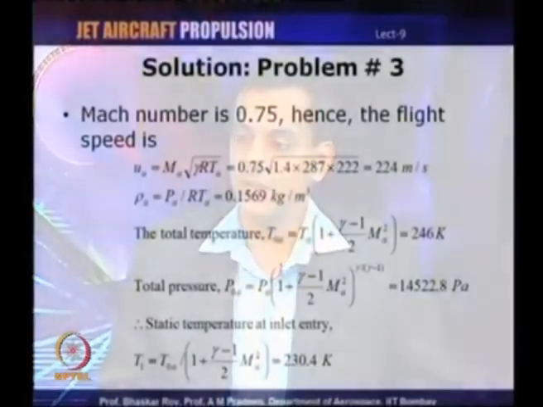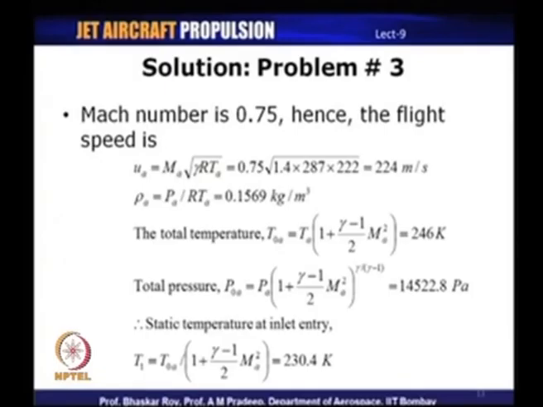So, Mach number in this case is given as 0.75, and therefore, we can find the flight speed, u subscript a, which is Mach number times square root of gamma R T a. This is in turn equal to 0.75 into square root of 1.4 into 287 into the temperature, which is given as 222. So, the flight speed comes out to be 224 meters per second, and the free stream density rho a will be equal to P a by R T a, which is from the state equation. This is equal to 0.1569 kilograms per meter cube.